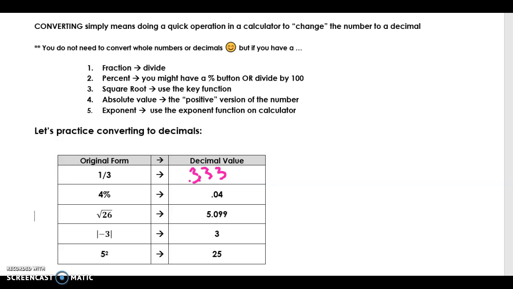So just a quick review on how you convert those numbers. You can always come back to this. You can take a picture of it. Again, that might help you when you're completing your practice activity.